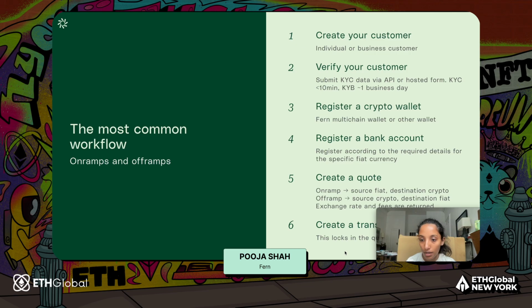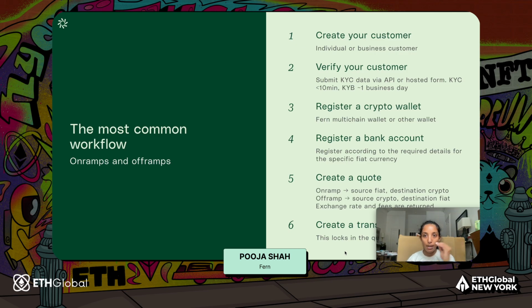KYC is very fast. It's usually an automated process unless this is a particularly high-risk customer. Usually KYC completes in less than 10 minutes. Versus KYB is a much longer process. It does require manual review, and so we usually see KYB taking at least 1 business day.